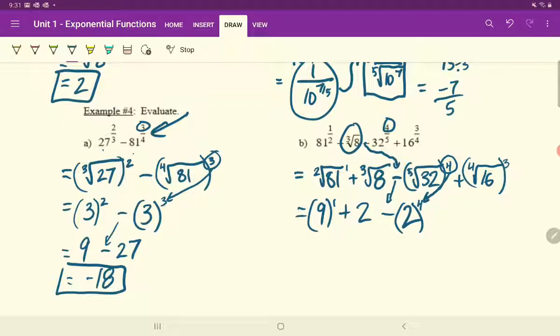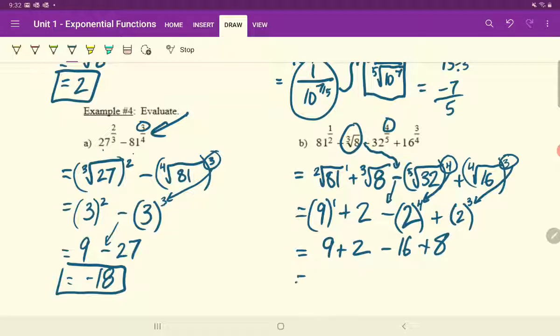Don't forget about that. Plus, the 4th root of 16. What number times itself 4 times equals 16? It's also 2. Just don't forget that the cubed is still there. So bring down that to the power of 3. So we end up getting 9 plus 2 minus, what's 2 to the power of 4? 16. Plus 2 to the power of 3, 8.